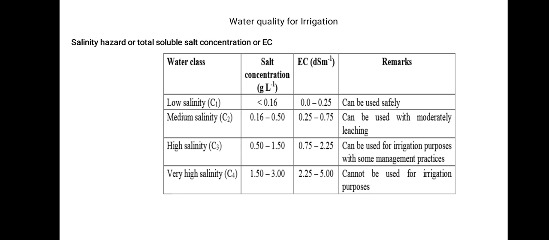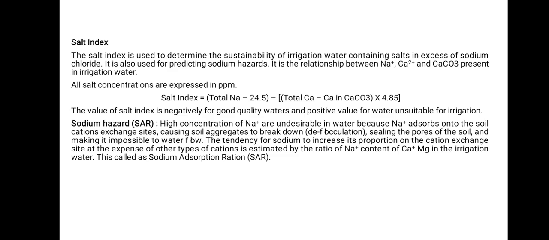Then water quality for irrigation. Salinity required for irrigation: low salinity is less than 0.6, medium salinity is 0.16 to 0.5, high salinity is 0.5 to 1.5, then very high salinity is 1.5 to 3. Then salt index, that salt index is to be identified by total Na minus 25.4 minus total Ca minus Ca in CaCO3 into 4.85. Through that we can find out the salt index.